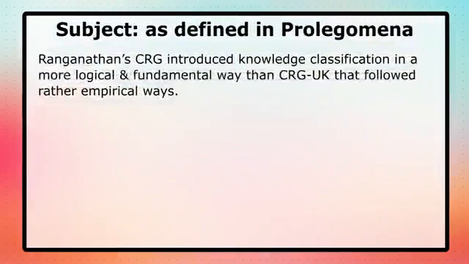Now, number system is an ever-growing and a continuous unending entity. Therefore, সেই নাম্বার সিস্টেমের সাথে যেহেতু অ্যানালজি ড্র করা হয়েছে, সেই জন্য Ranganathan's theory of knowledge classification is the dynamic theory. It is known as the dynamic theory of knowledge classification. Ranganathan's CRG introduced knowledge classification in a more logical and fundamental way than CRG UK that followed rather empirical ways.